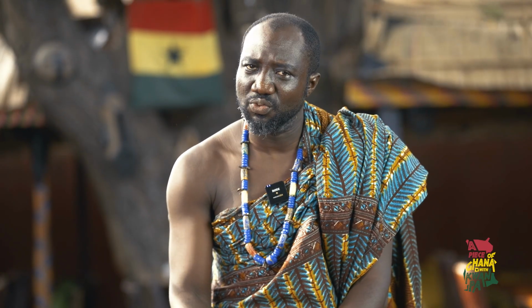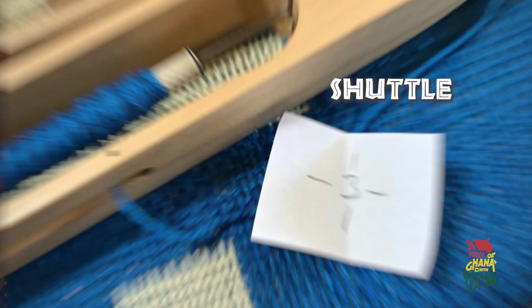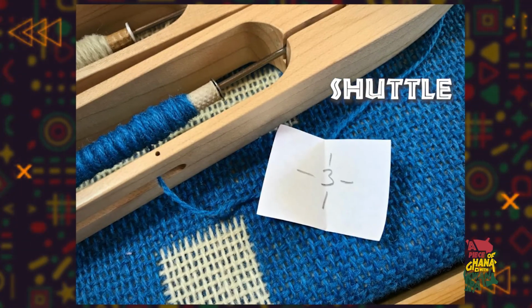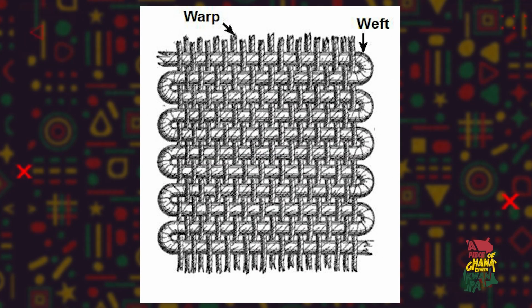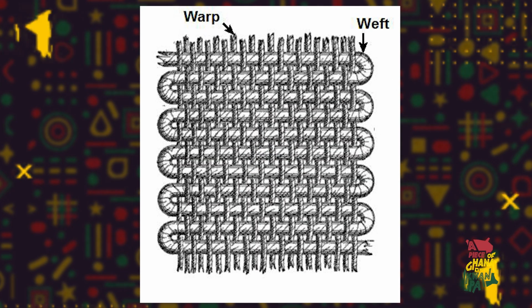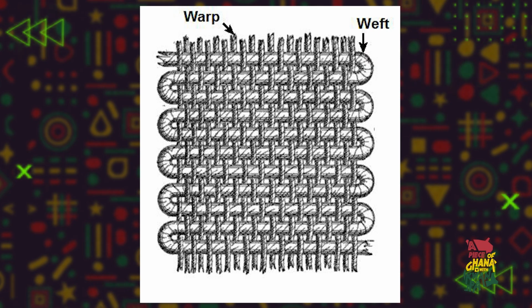When it comes to hand weaving on the loom, we have something we call the shuttle, and the shuttle will usually have the weft in there so that it goes in between the warp with the help of the reed and the heddles. Now, don't worry if it's a bit technical, but have it in mind that we have the warp, which are the vertical yarns, and the weft, which are the horizontal.